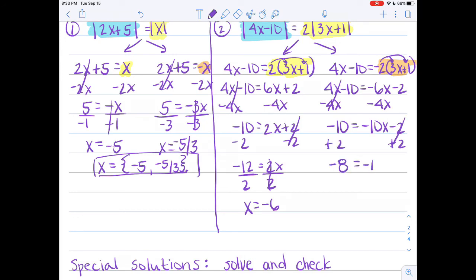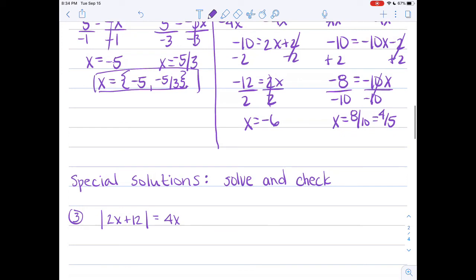Negative 8 is equal to negative 10x, and divide by negative 10. This is going to give me x is equal to a positive 8 over 10, because the negatives on top and bottom will cancel, and this can simplify to 4 over 5. So my two solutions, my two x's, is the set of negative 6 and a positive 4 over 5.